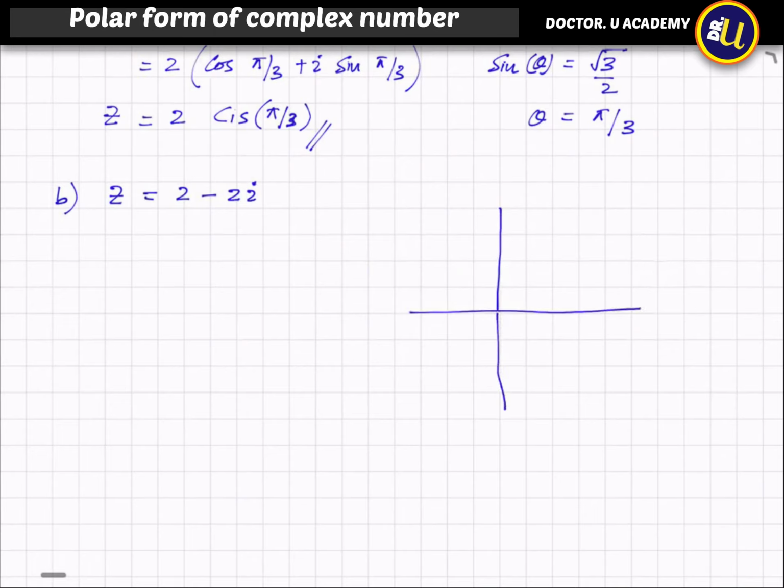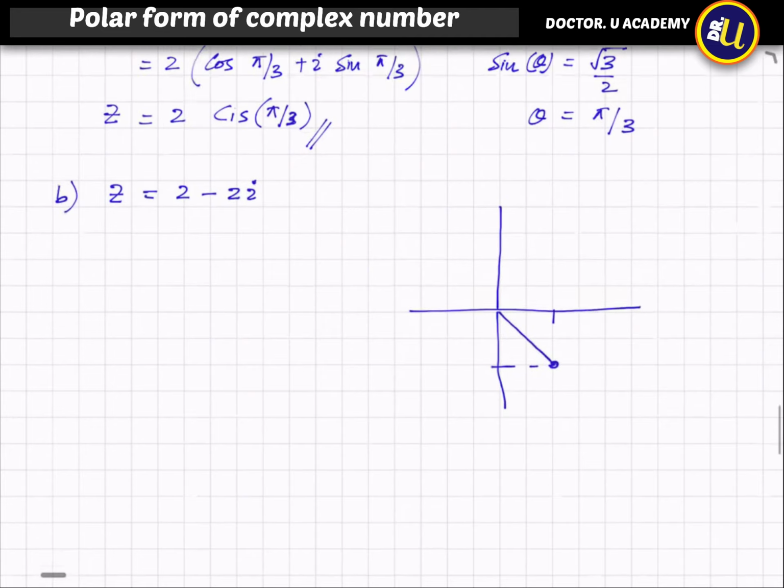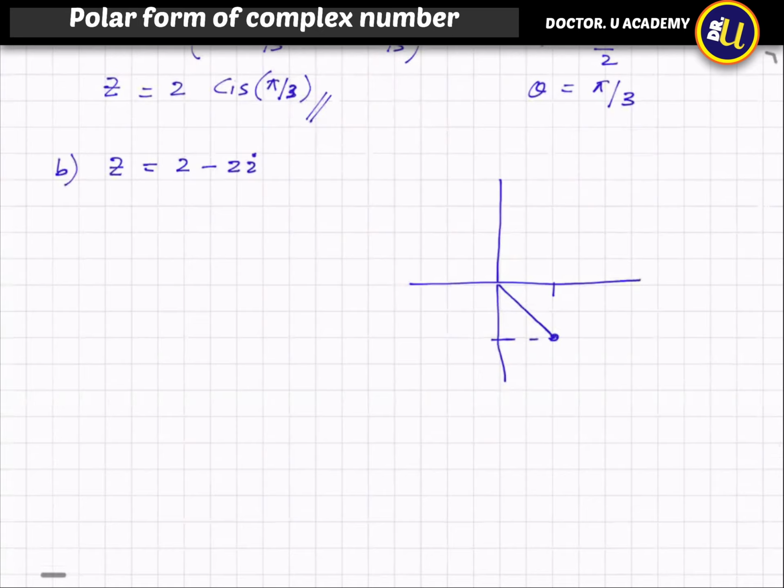So it's minus 2y here, positive 2 here, so it would be somewhere here, right? It would be somewhere here. So what would be the angle now? The angle would be here, right? So it would be minus now. So this is the real axis, this is the imaginary axis, right? So this is minus, or you can say 2 pi. Okay, so now this is 2 and real also 2.